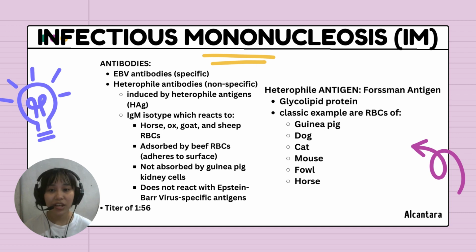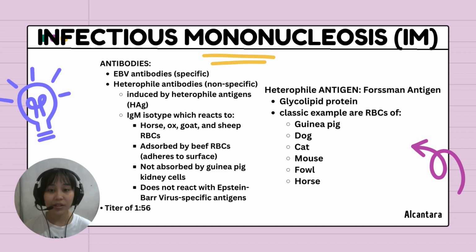Heterophile antibodies generally belong to the IgM isotype and are reactive towards red blood cells from horses, oxen, goats, and sheep. These antibodies adhere to the surface of beef red blood cells and are not absorbed by guinea pig kidney cells. Moreover, heterophile antibodies do not react with Epstein-Barr virus specific antigens, and a titer of 1:56 holds significance. The Forssman antigen, a glycolipid protein, is a prime illustration of a heterophile antigen.